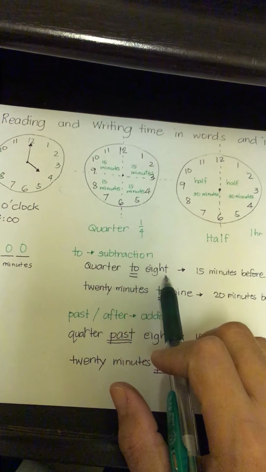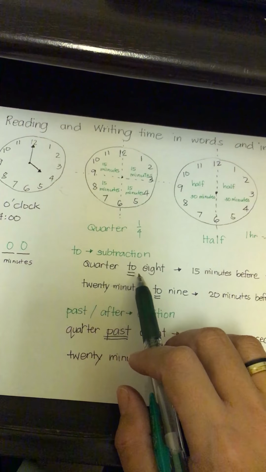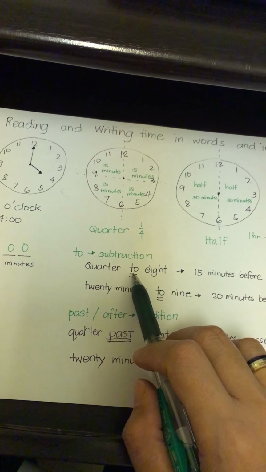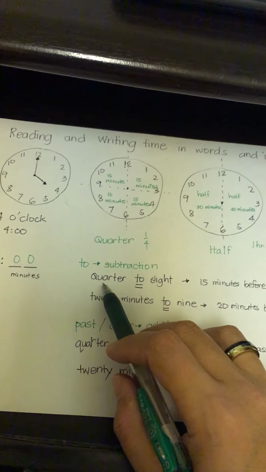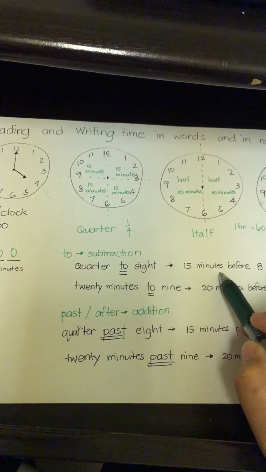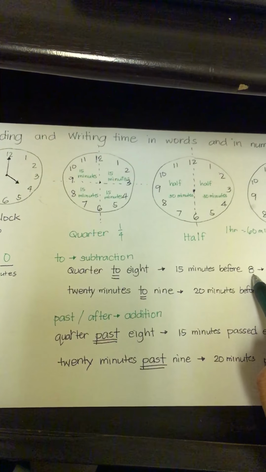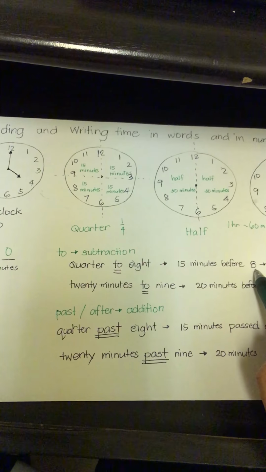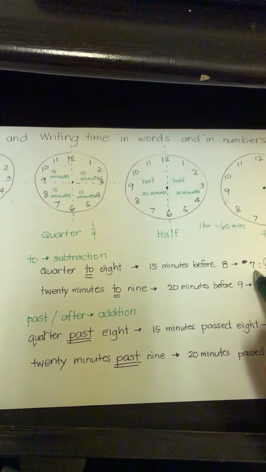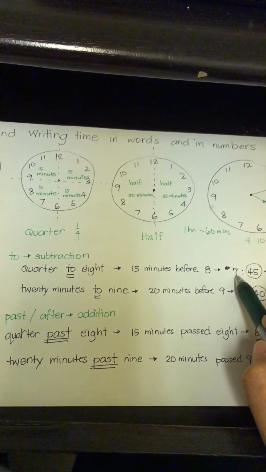Let's have an example. Quarter to 8. There is our word to. Quarter is how many minutes? It's 15 minutes. And to means before 8. It's not yet 8 o'clock, it's not yet reaching the hour 8. So it means it's still in 7, because it says before 8.